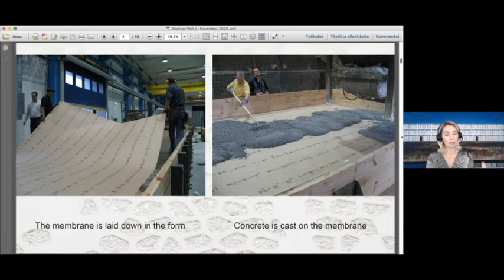They would lay down the membrane in the form, and where you can see the print there on the membrane, that's a special surface retarder. And that is a chemical that would hinder the surface cement from the concrete from hardening. So even though the panel is cured and it's hard, the surface would still be soft and wet wherever this print has been touching the concrete. So they cast the concrete on top of this membrane, they let it sit.